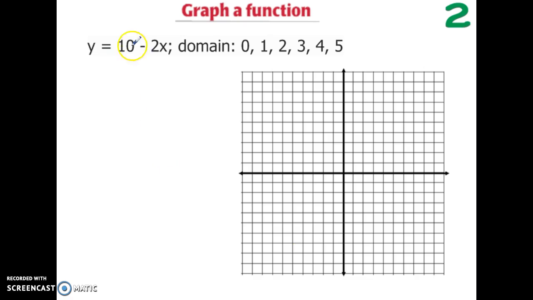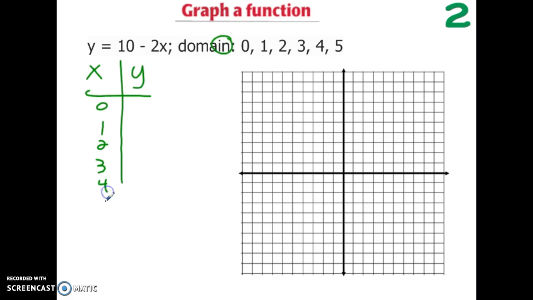We're going to do the same thing here. Here's our equation or our function. And we need to plug these numbers in for x. So here I'm going to make a table. X is 0, 1, 2, 3, 4, and 5. Let's plug these in right here for x.